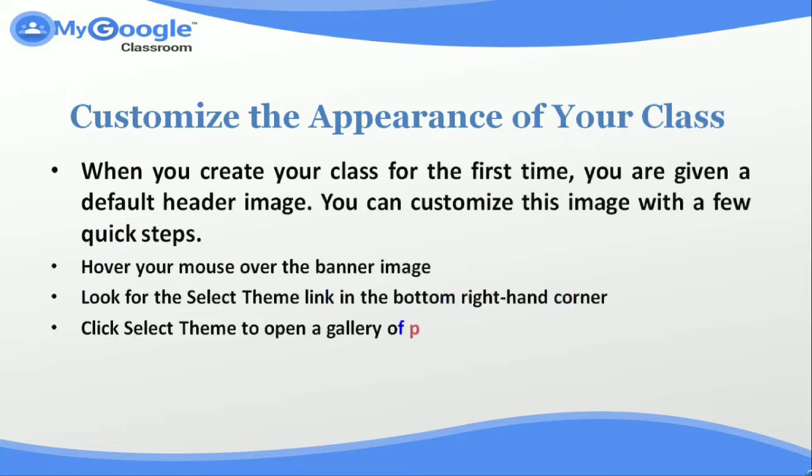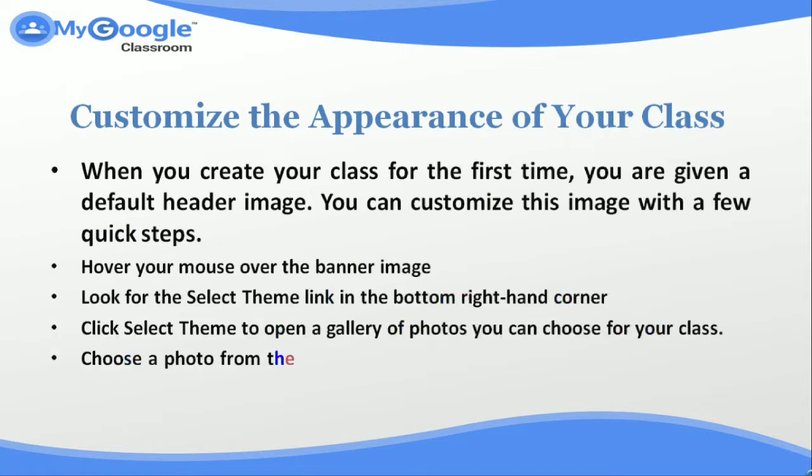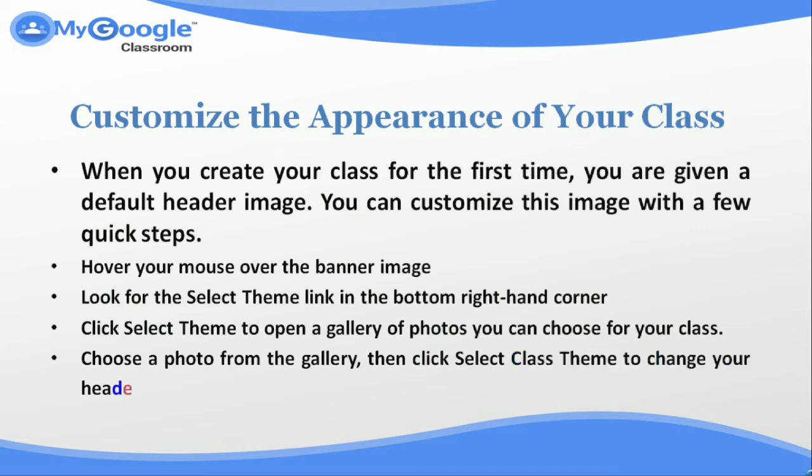Hover your mouse over the banner image. Look for the Select Theme link in the bottom right-hand corner. Click Select Theme to open a gallery of photos you can choose for your class. Choose the photo from the gallery, then click Select Class Theme to change your header image.